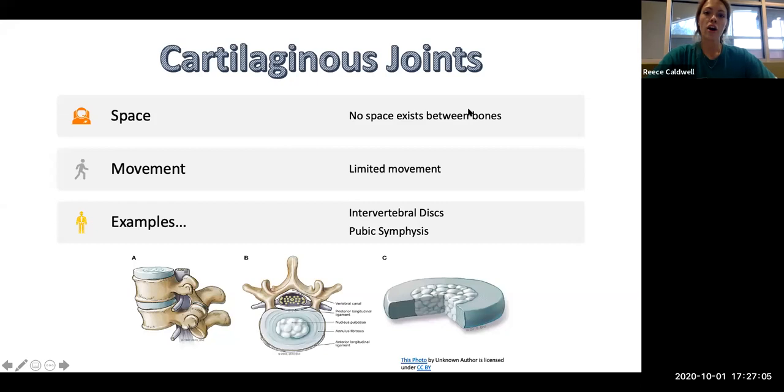So anytime you see a cartilaginous joint, there is limited movement. These can squish and stretch a little bit. They of course can't bend and twist and turn, but they have the ability to squish a little bit and stretch a little bit, so just limited movement. And again, we see these in the intervertebral discs and the pubic symphysis.